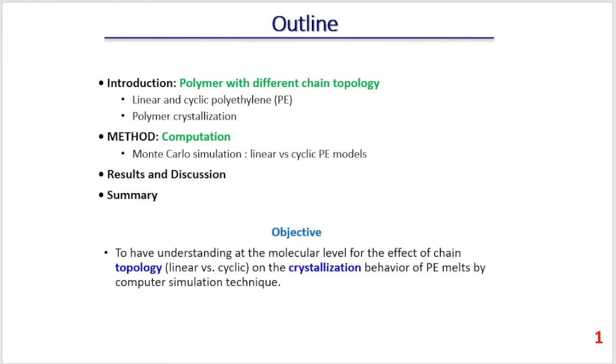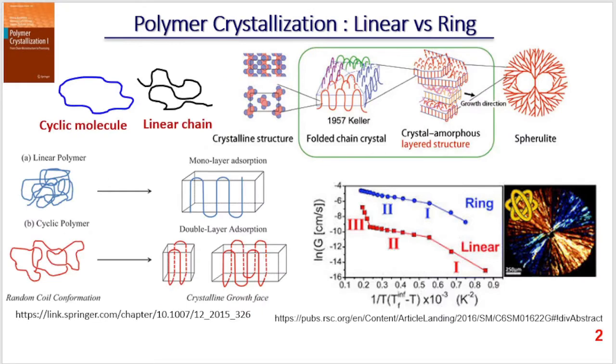The objective of this work is to have a better understanding at the molecular level of the effect of chain topology on the crystallization behavior of polyethylene melt by computer simulation techniques. Polymer crystallization is very interesting and important in polymer science and technology. We can view the polymer crystal in various length scales, starting from the smallest dimension as the unit cell, where each polymer chain has to be packed together and has the folded crystal structure proposed by Andrew Keller in 1957.